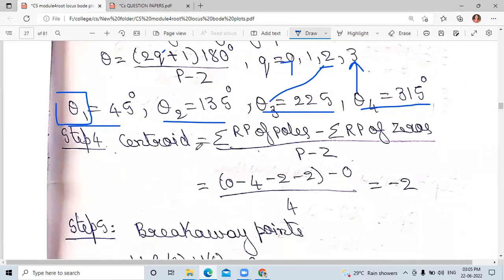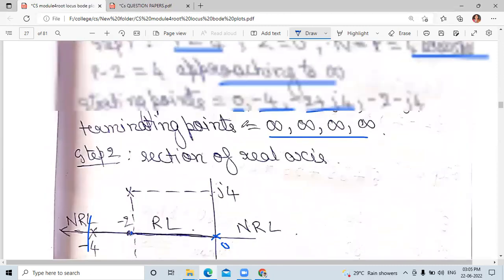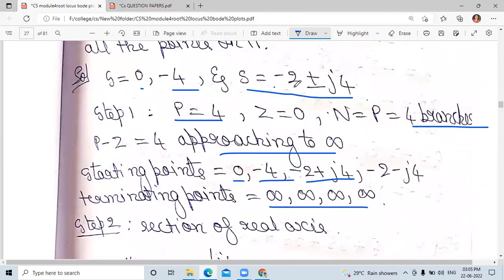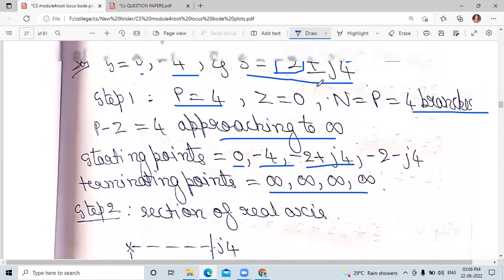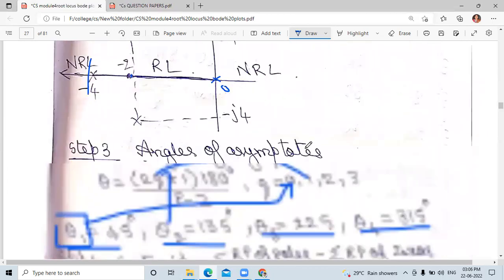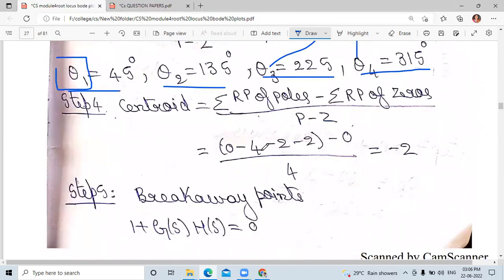Next, you need to find the centroid. Summation of real part of open loop poles minus real part of open loop zeros, divided by P minus Z. So the real parts of the open loop poles are minus 4 and, from the complex pair, this is the real part and this is the imaginary part. So you need to consider the real part, and that too 2 times. So minus 4, minus 2, minus 2. So what will you get? Minus 8 divided by 4, you will get minus 2.